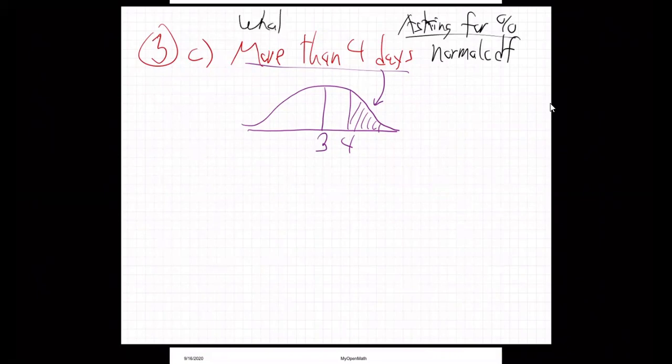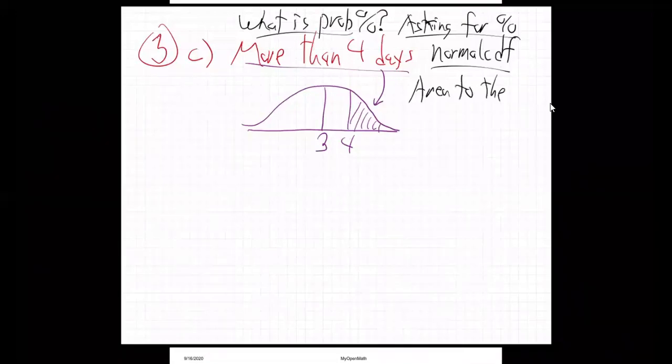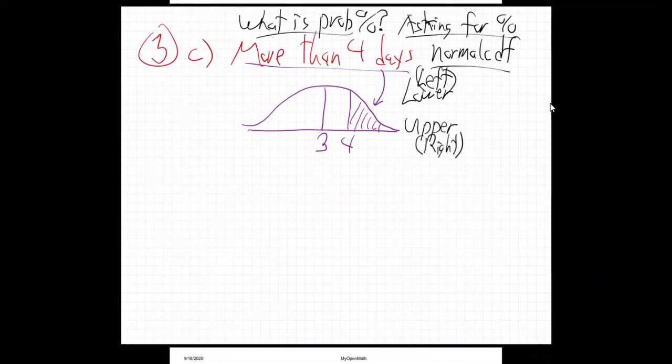They're saying, what is the probability, which is a percentage. They're asking for a percentage. So that means normal CDF. We do lower, upper, and lower is the same as left. And upper is the same as right. And then mean and standard deviation. It might give you those symbols, depending on your calculator.